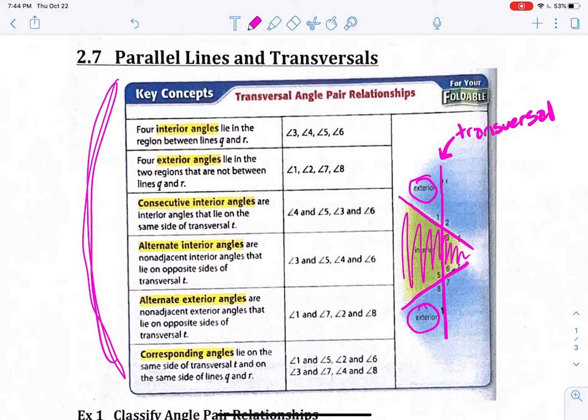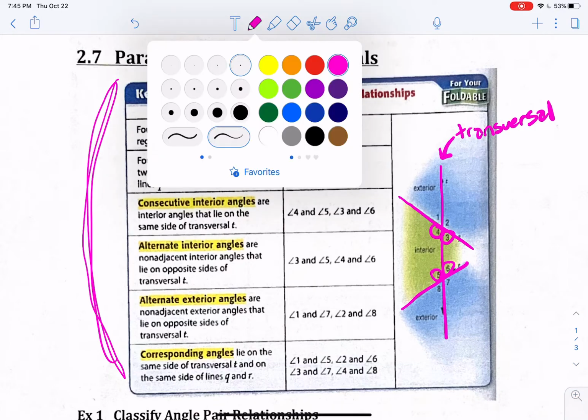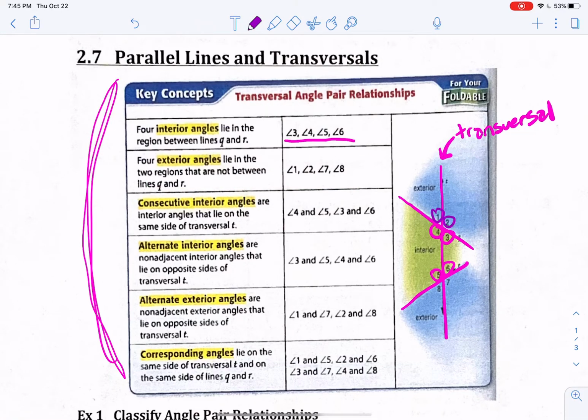Any of the angles that are interior angles are going to be these ones on the inside. So 4 and 3 and 5 and 6, those are all going to be interior angles, like it says here. The exterior ones are 1 and 2 and 8 and 7. Those are on the outside.